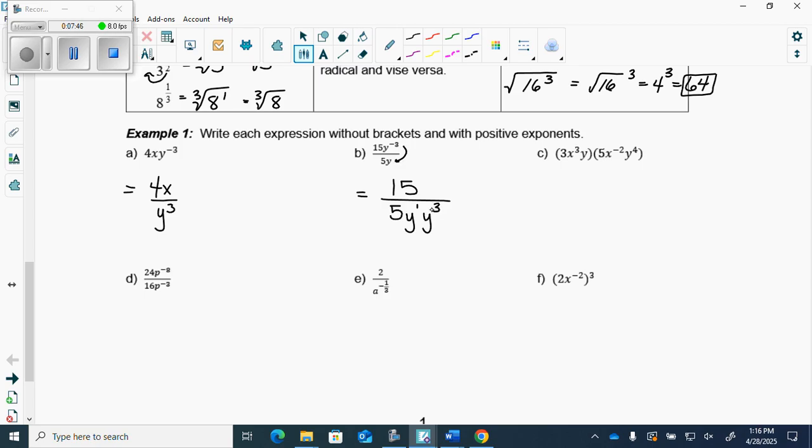Do you see how I didn't move the 15? Because the 15 isn't to that exponent. So what's 15 divided by 5? You can get a 3 up here. 3 over y to the... 2 bases, 2 exponents. What do I do with them?